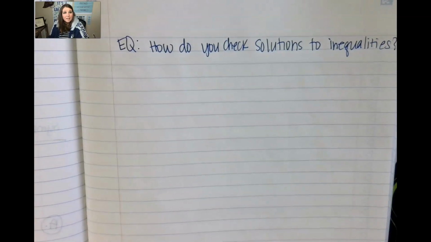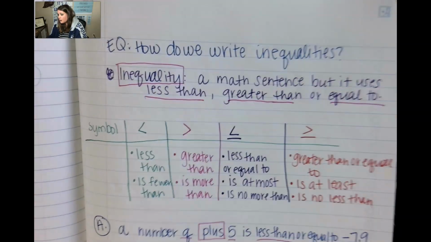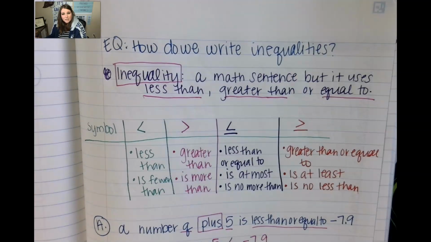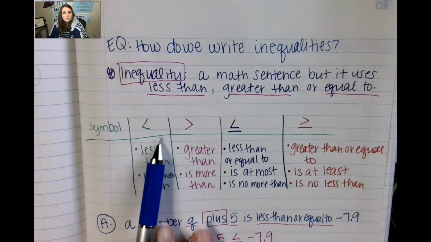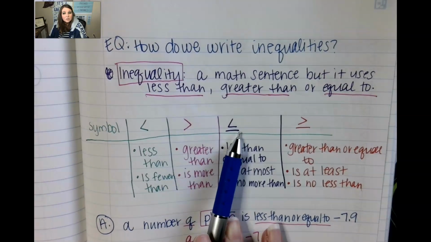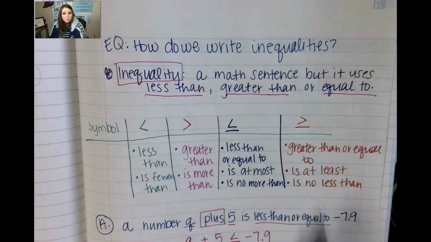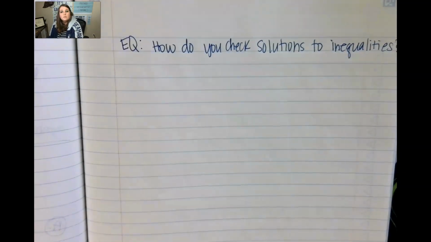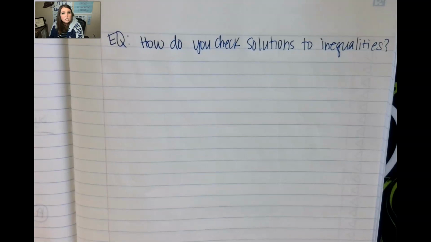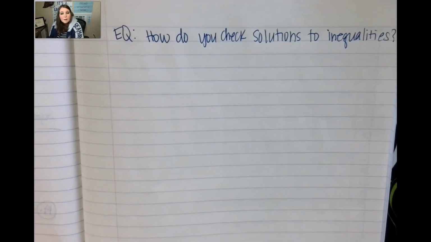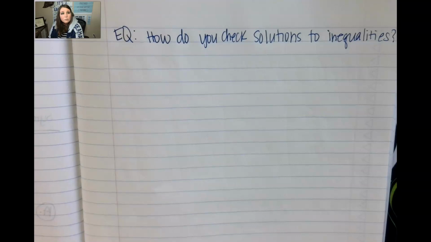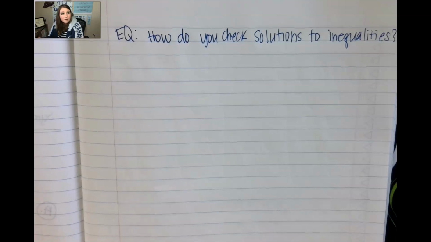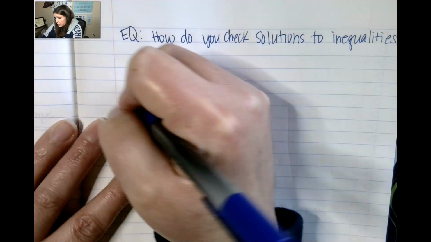If you remember from our last lesson, inequalities are like equations, except they use symbols like less than, greater than, less than or equal to, or greater than or equal to when you are writing them. Checking solutions works very similar to the way that we checked solutions for equations, except this time we will have the inequality sign in there instead. And so we're going to have to read it out loud and check it that way. So, for example, here is example A.